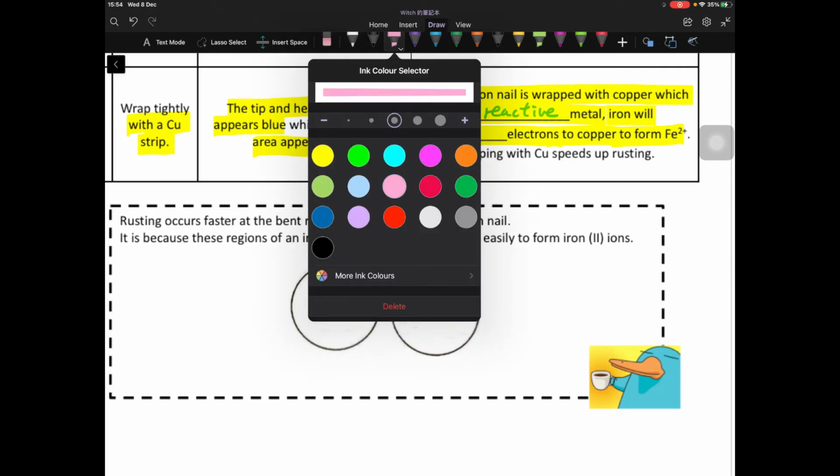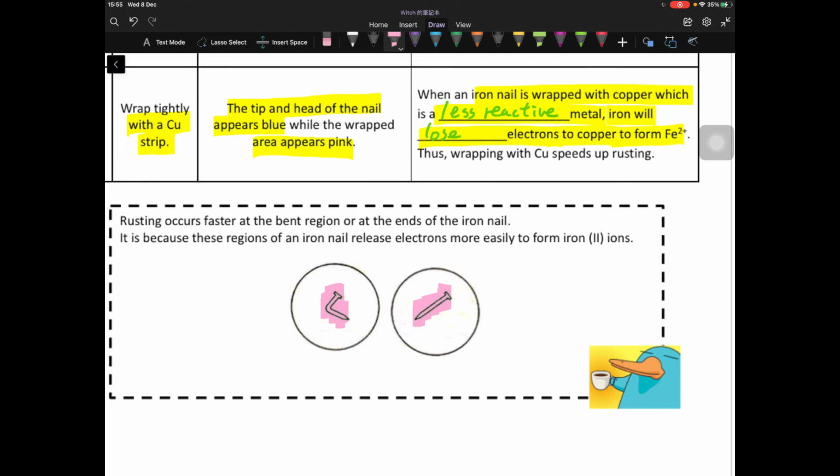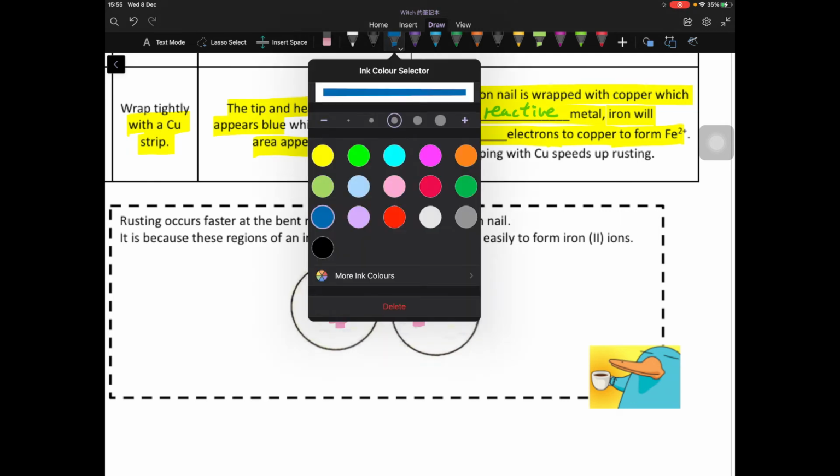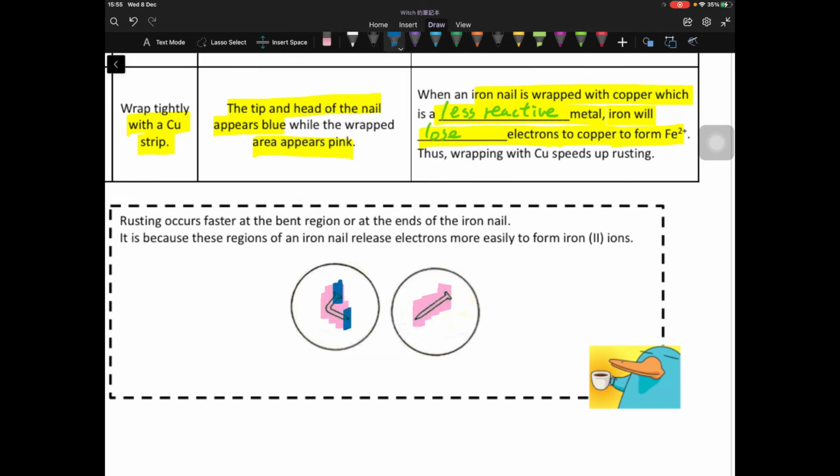So the result will be both nails show pink color, but this time the blue color not only exists at the top of the tube, but also in the bent area, because in the bent area the metallic structure will be weakened.